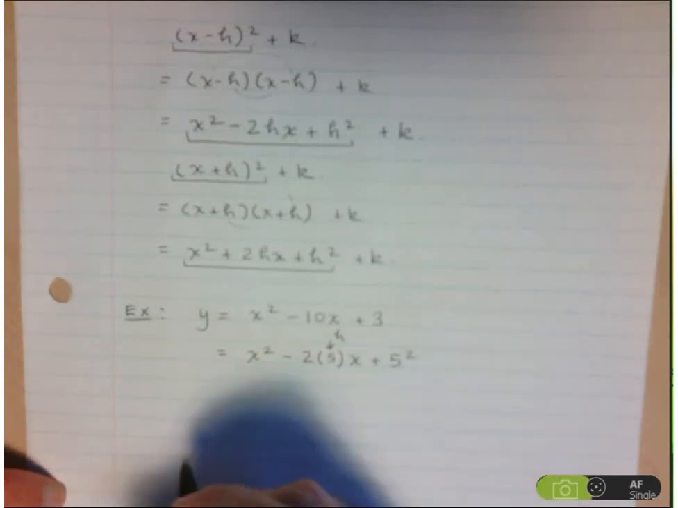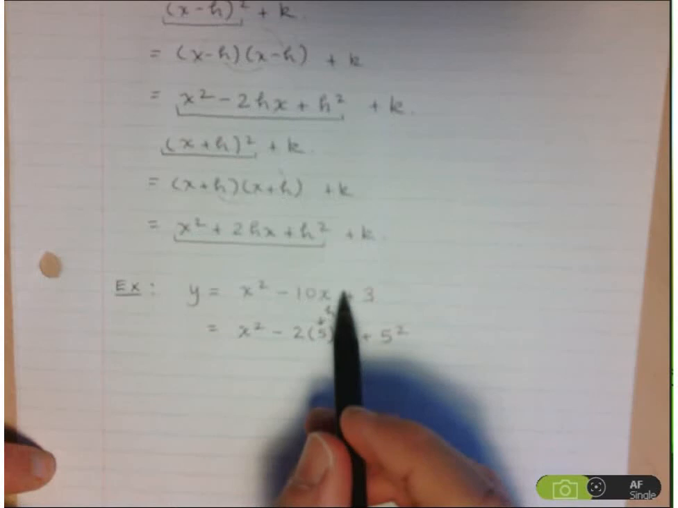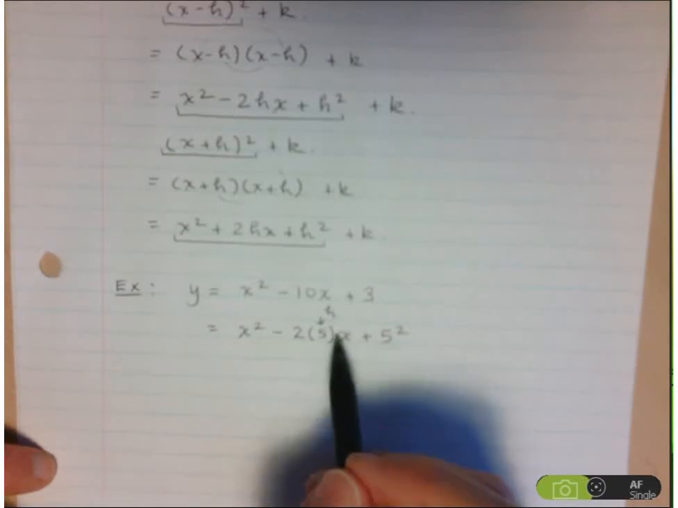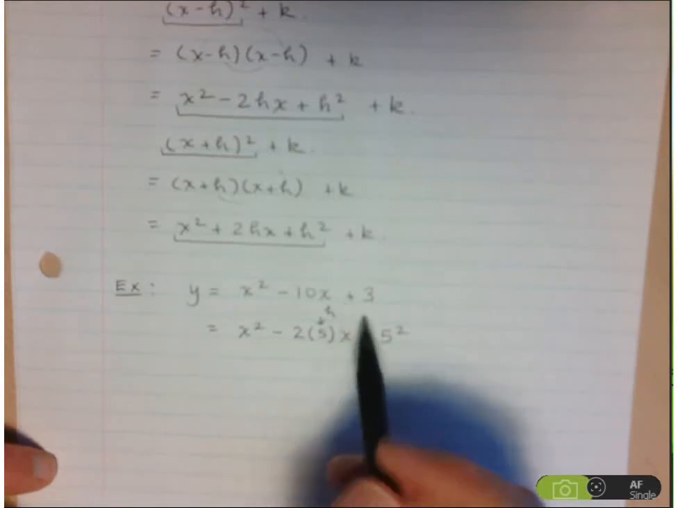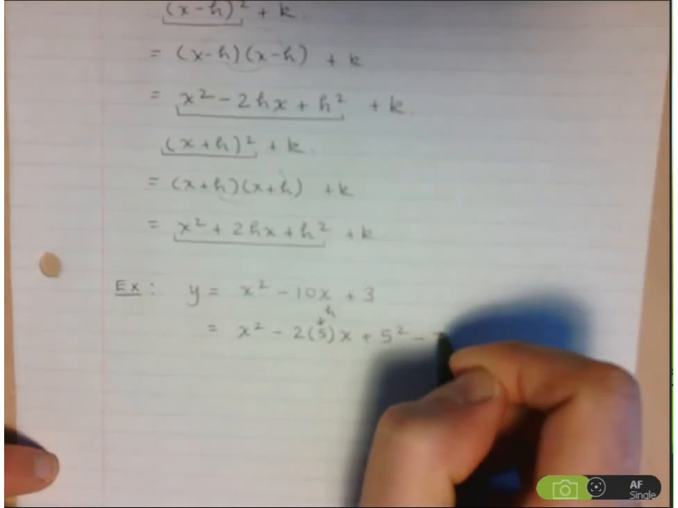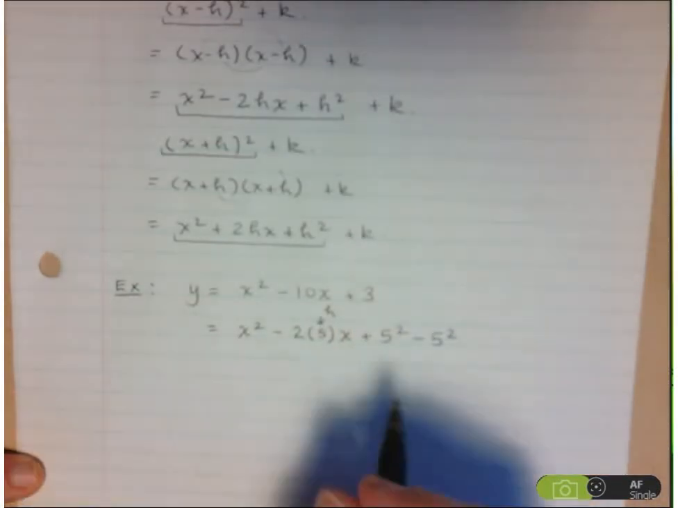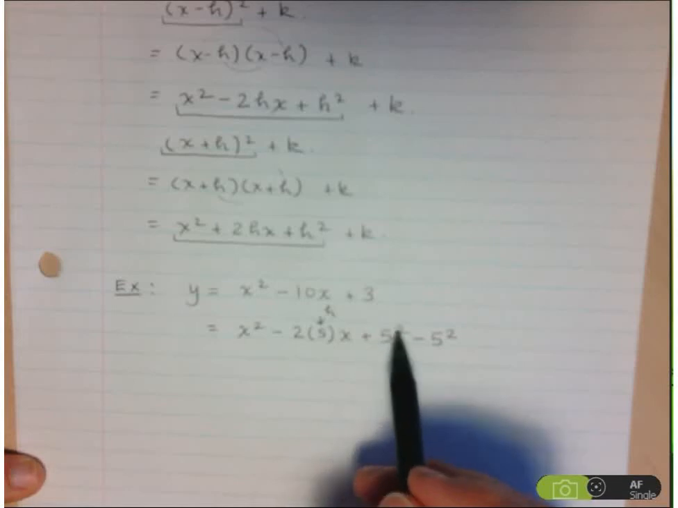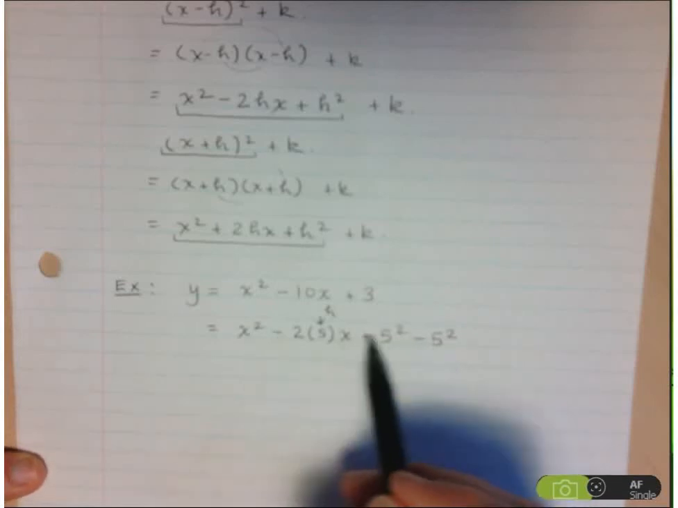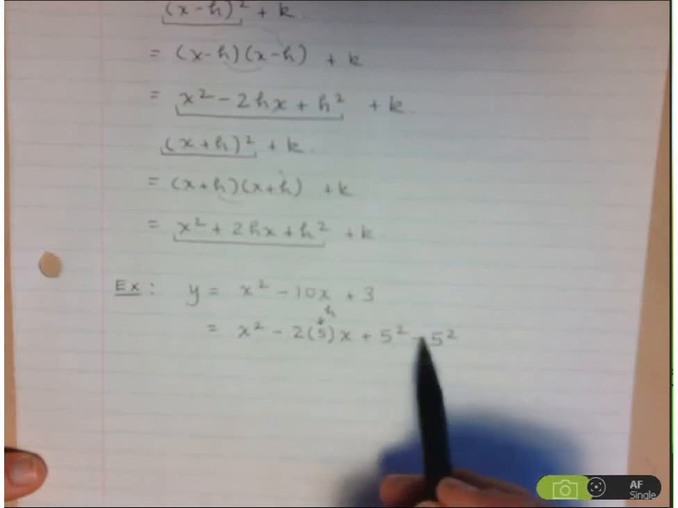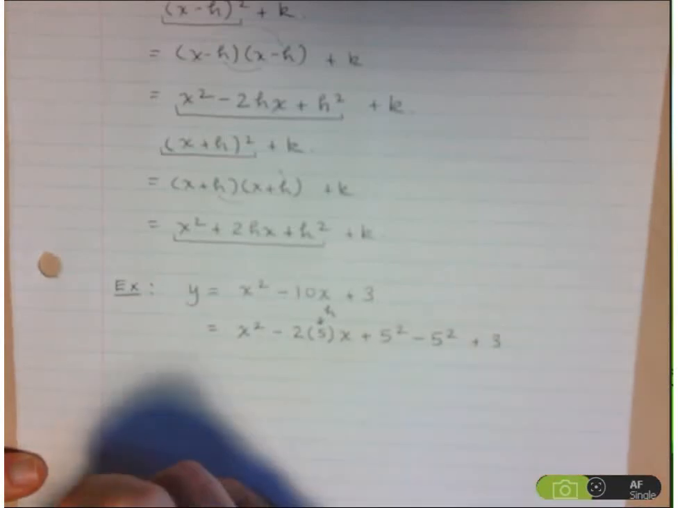We need it, so let's put it in. Problem is that now we've actually changed the value of the expression, because we've added something that wasn't there before. And the way we deal with this is by also subtracting that number from the expression. So when you look at it, all I've done here is I've added 25, but I've also subtracted 25, thereby not really changing the value of the whole expression. And then, of course, let's not forget that we have the plus 3.